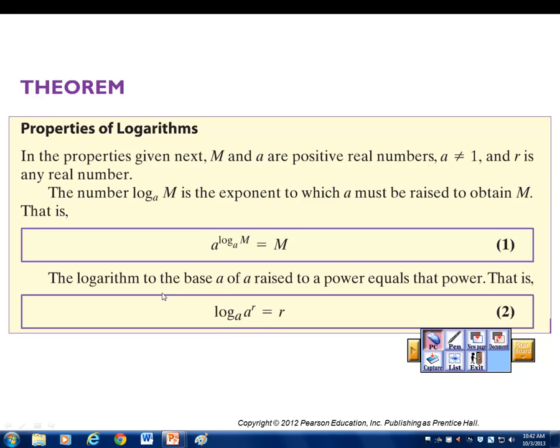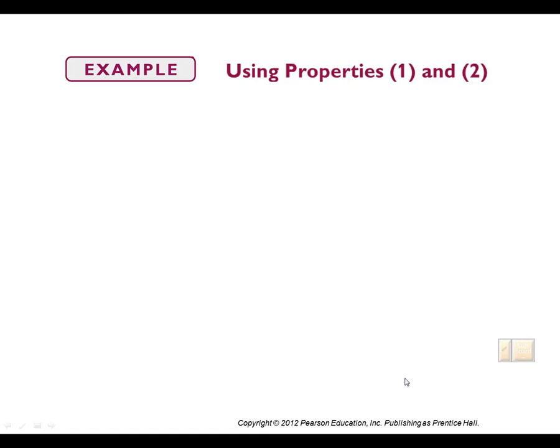Here, our logarithm base a is raised to a power equal to that power. We've already mentioned this before: log base a of a, when these two bases are the same, our answer is our exponent. We've worked with those already. Okay, properties 1 and 2. Here we have log of pi to the third power base pi. Our base for our logarithm and our base for our exponent are the same, so our answer is our exponent.